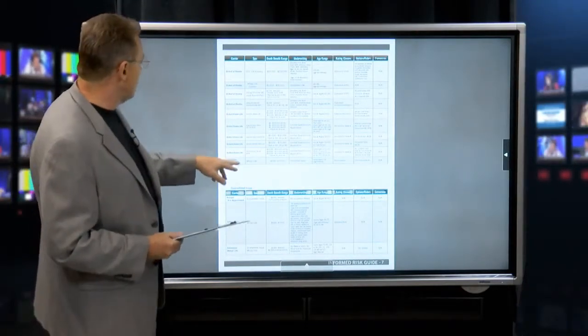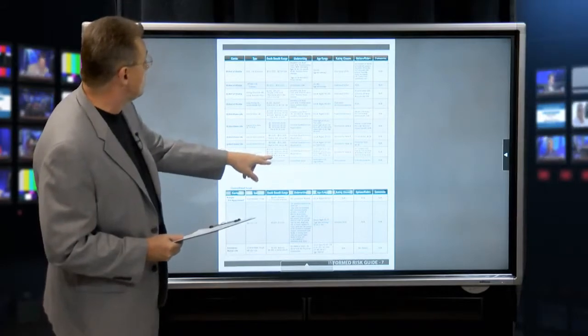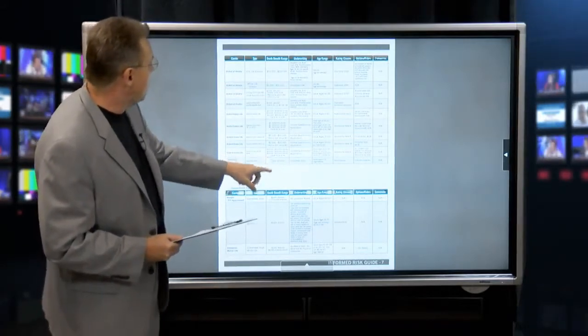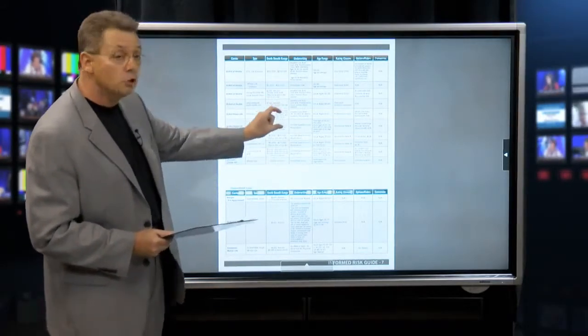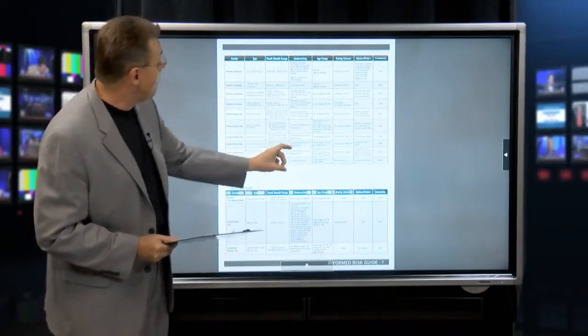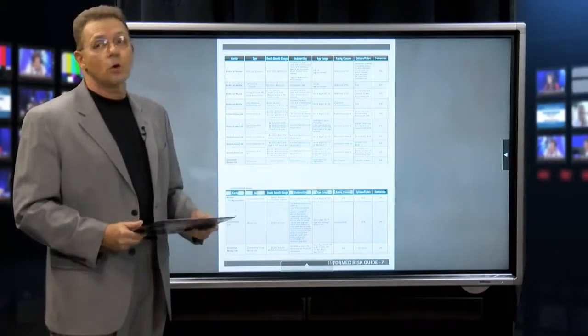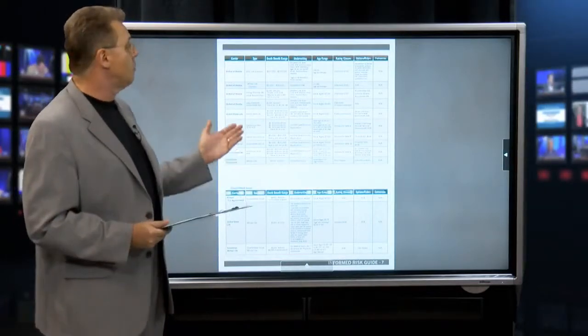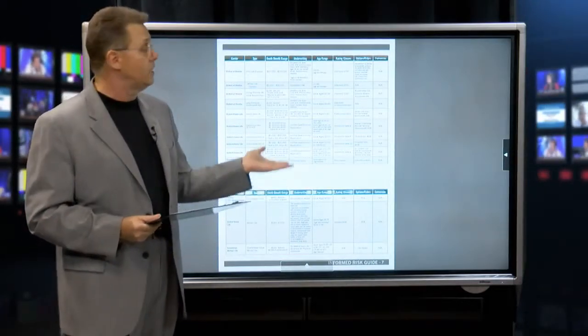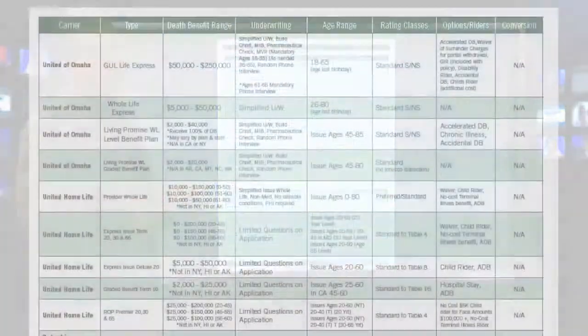I'm looking at the last couple here that are really micromanaging. You can see they're breaking out the death benefit range and their underwriting questions. They may have a short underwriting app, and their issue age and how far they'll go out. Interestingly enough, some of these cases go, surprisingly, simplified issue from anywhere from 26 years of age to age 80. Some of them even go down to age 18.